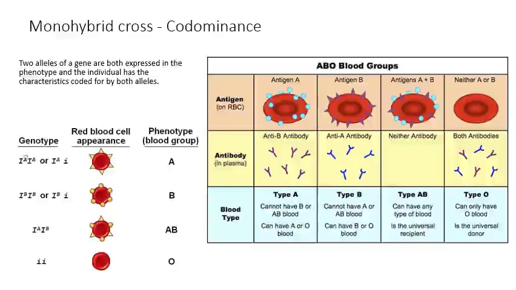Now, if I've got an antigen A, I'll have an antibody B. If I've got an antigen B, I'll have an antibody A. But if I've got antigen AB, I will not have antibodies A or B in my plasma. So type AB can have any type of blood. They can take blood from anybody because they don't have any antibodies that prevent them from taking blood from anybody.